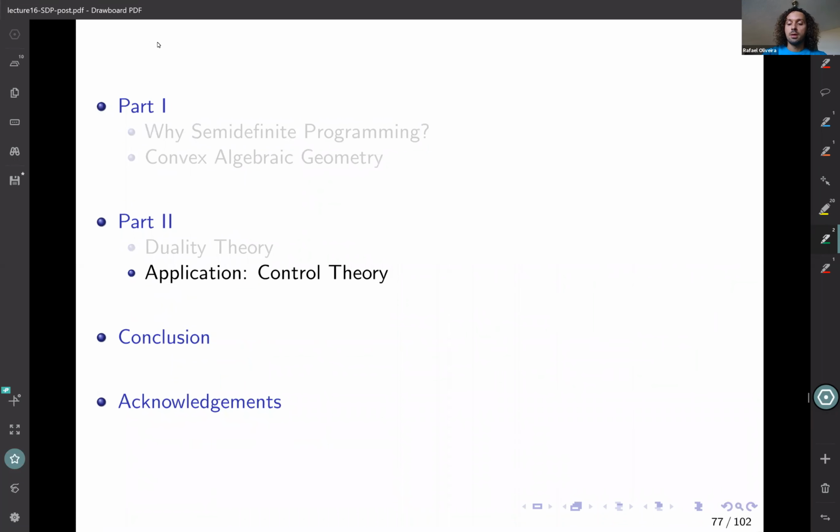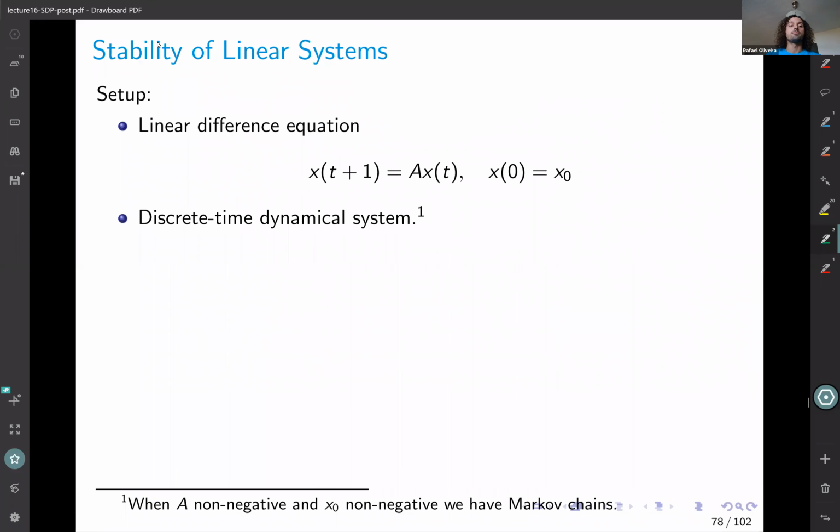Okay, now let's go to the last part of the class and let's talk about control theory. So now our setup here is: suppose that we have a linear system that is given by this linear difference equation, okay? And this linear difference equation is just a discretization of a differential equation, okay? So I would have a differential equation if I have dx/dt equals A x(t), and then I can get my dynamical system given by the differential equation. But here we're going to discretize it.